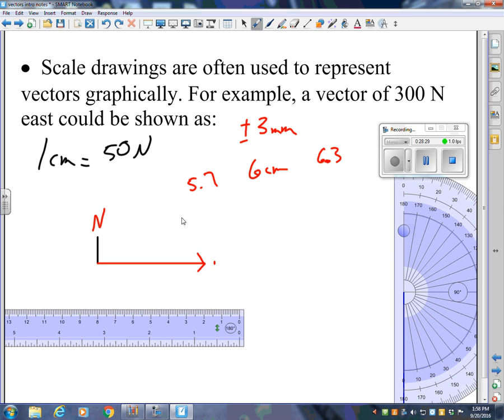Okay? So that would be 300 newtons east. So it'd be like 3 marks, 1 for the scale, 1 for the length, and 1 for the angle.